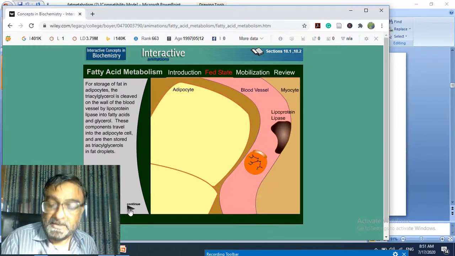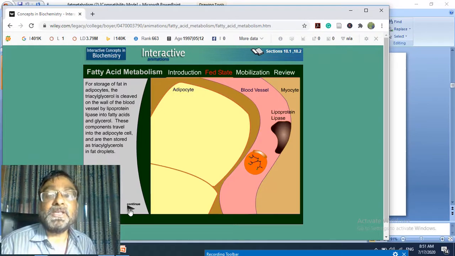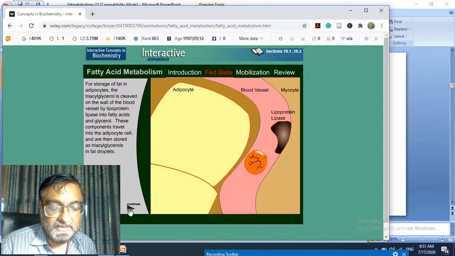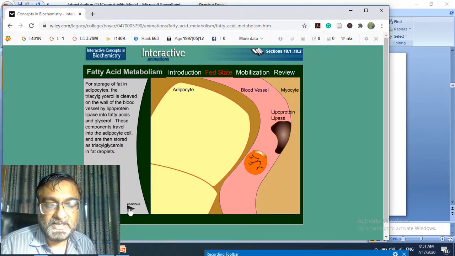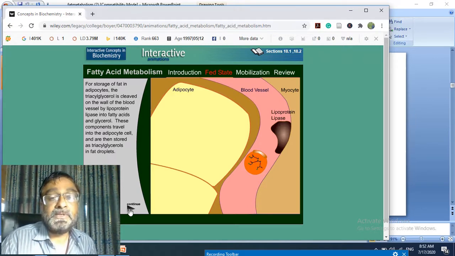So look at this one. Under the well-fed condition, I will tell you that during the well-fed condition, the insulin in the body is at rise, that is, in high amounts. So under the well-fed condition, when the insulin is high, all the additional fat will go to the adipose tissues and be stored there. The fat will be stored in the adipose tissues.